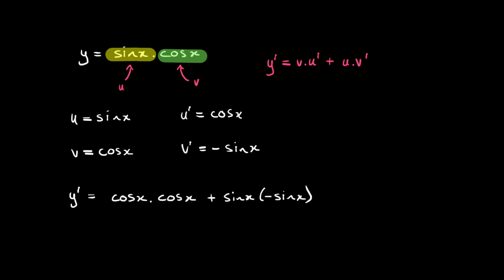And if we were to simplify all of this, then what we're going to get is cos squared x minus sine squared x. And that would be our answer, right? That's how we differentiate that. Okay, let's try one more before we finish.